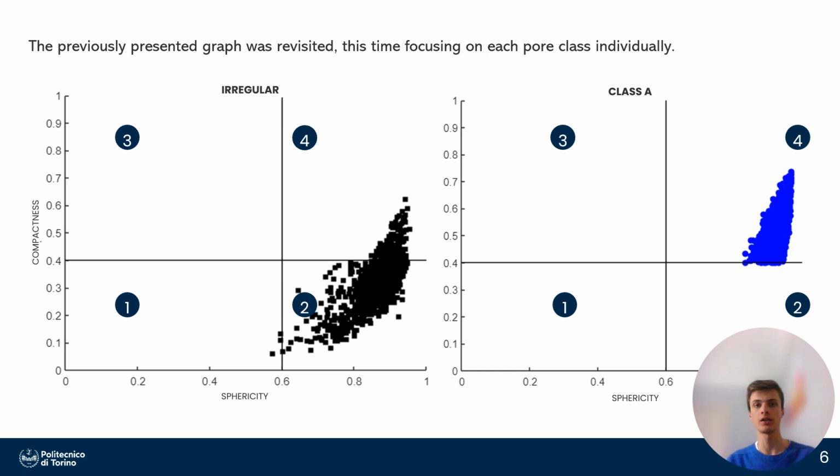Firstly, the bounding box is critical for identifying irregular pores that might otherwise be misclassified as spherical. Secondly, without compactness, pores in area 2 would be incorrectly classified as spherical. Thirdly, without sphericity, pores in area 3 would also be misclassified as spherical, and finally, without the bounding box factor, irregular pores in area 4 would be wrongly identified as spherical, despite meeting compactness and sphericity thresholds.